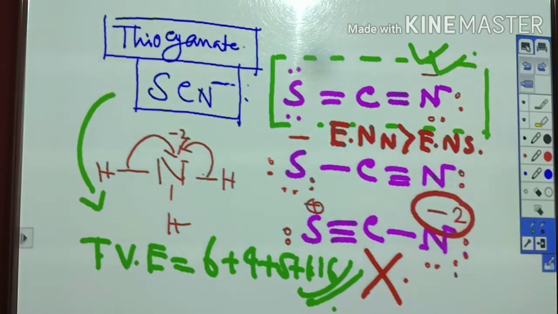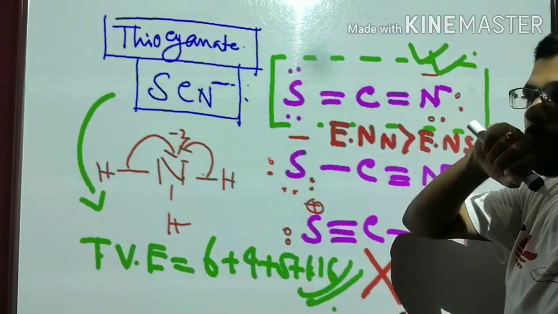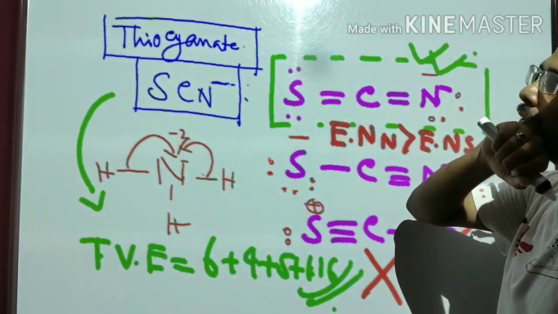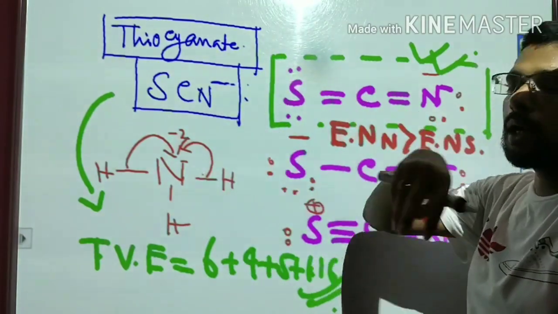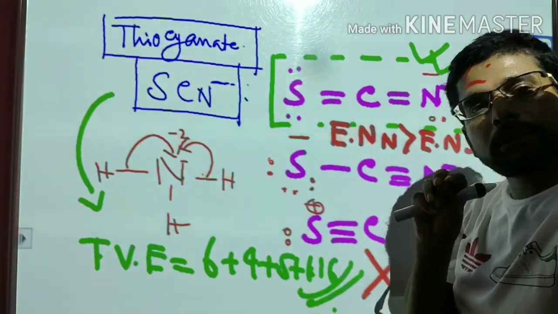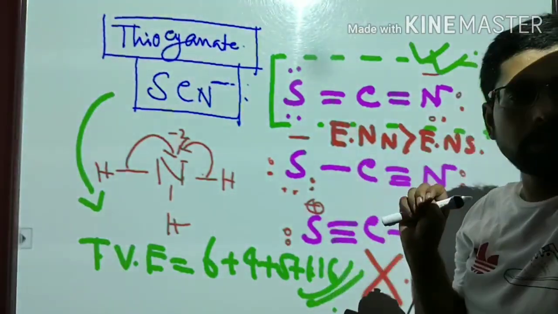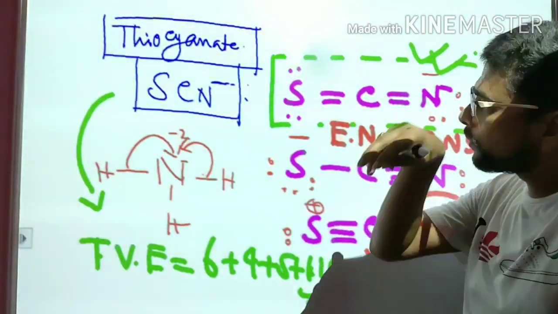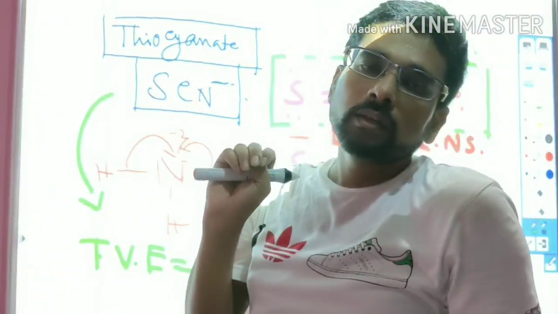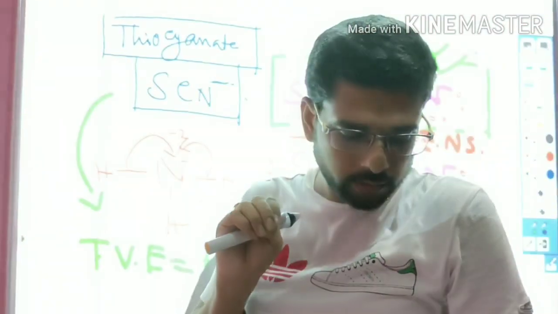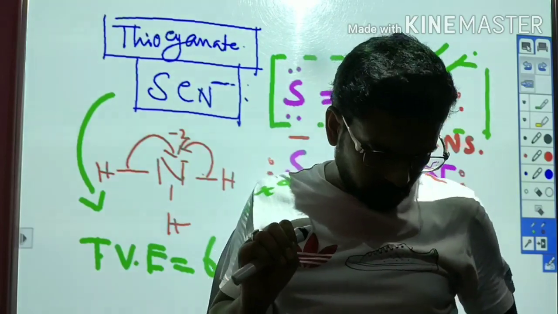So I think I have shown you most of the interesting and difficult Lewis structures, especially in today's lecture. Whatever structures I have shown, please practice them, go through them. It's not so easy. You just need to practice a couple of times, then you will be a master in drawing Lewis structures. Are there any structures left?